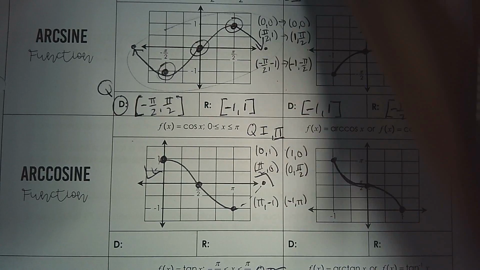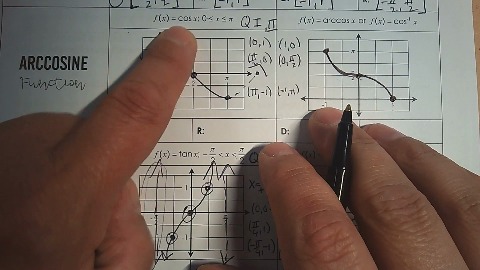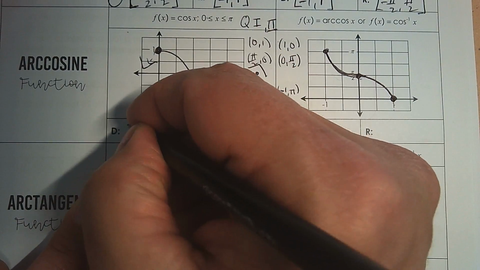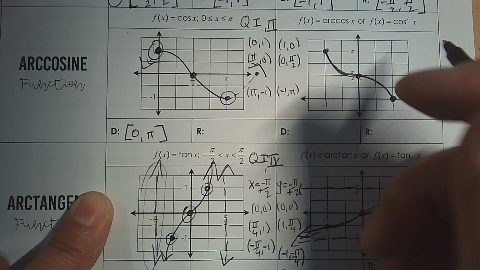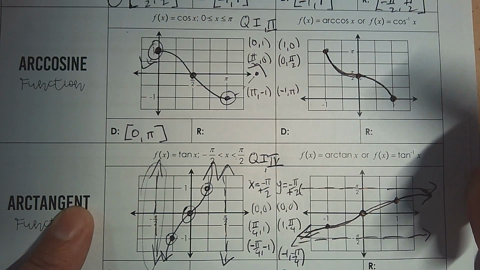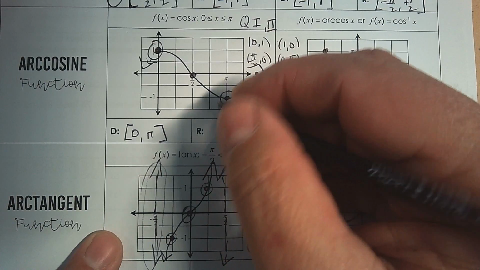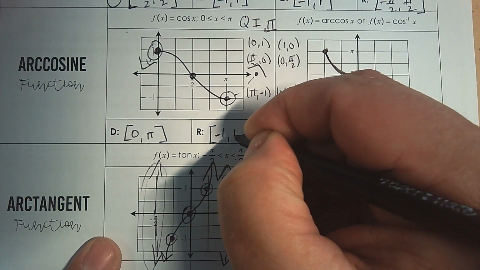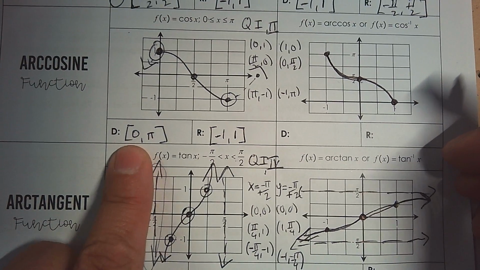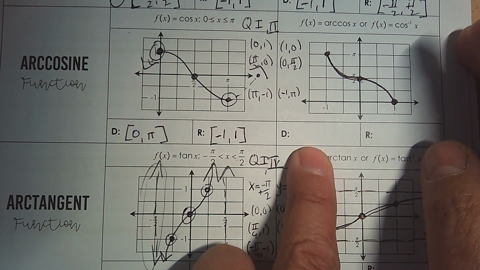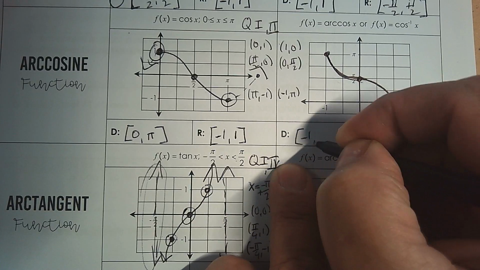Let's keep going. For cosine, the domain we used was from 0 to pi. That's what we graphed from, 0 to pi. The range, hi Kate, the range is the bottom to the top again, which is negative 1 to positive 1. And then once we have this, we just inverse them for the inverse.